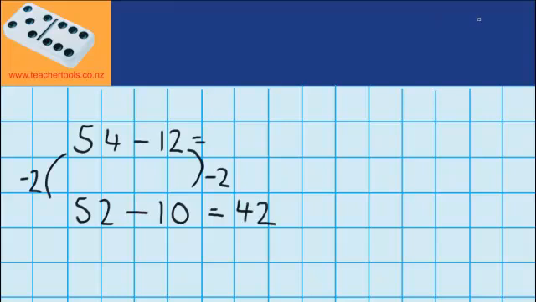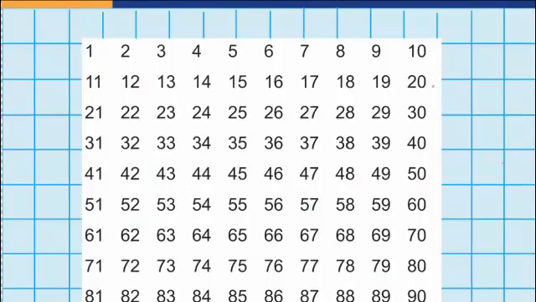And we can see what that looks like on our hundreds board. Here is 52, and for me to move back 10, I just have to go back up the hundreds board, and I land at number 42. And you can see the ones digit doesn't change.